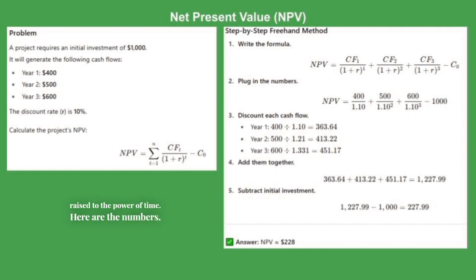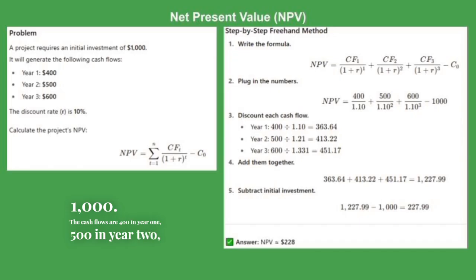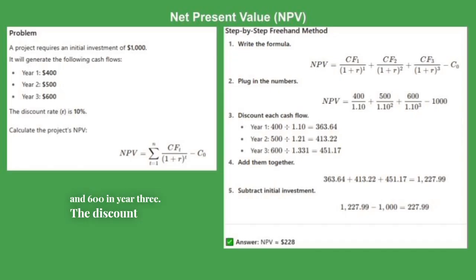Here are the numbers. Initial investment is 1,000. The cash flows are 400 in year 1, 500 in year 2, and 600 in year 3. The discount rate is 10%.